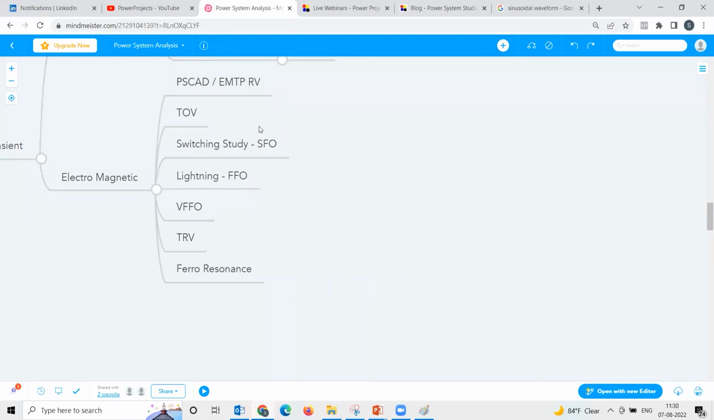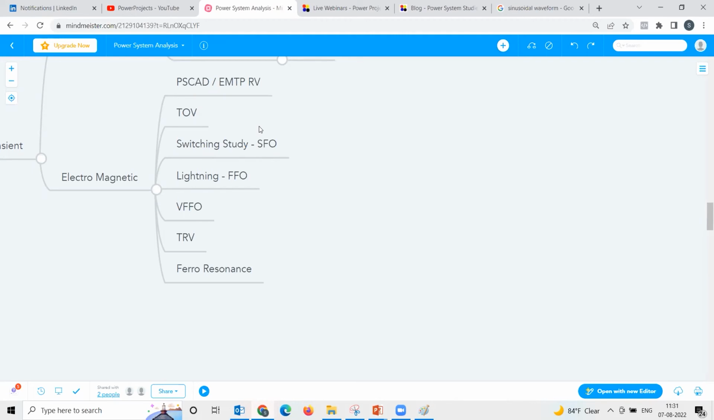Right. So what are the studies under electromagnetic transients? One is temporary over voltage. This temporary over voltage can be performed as a part of electromechanical studies itself.